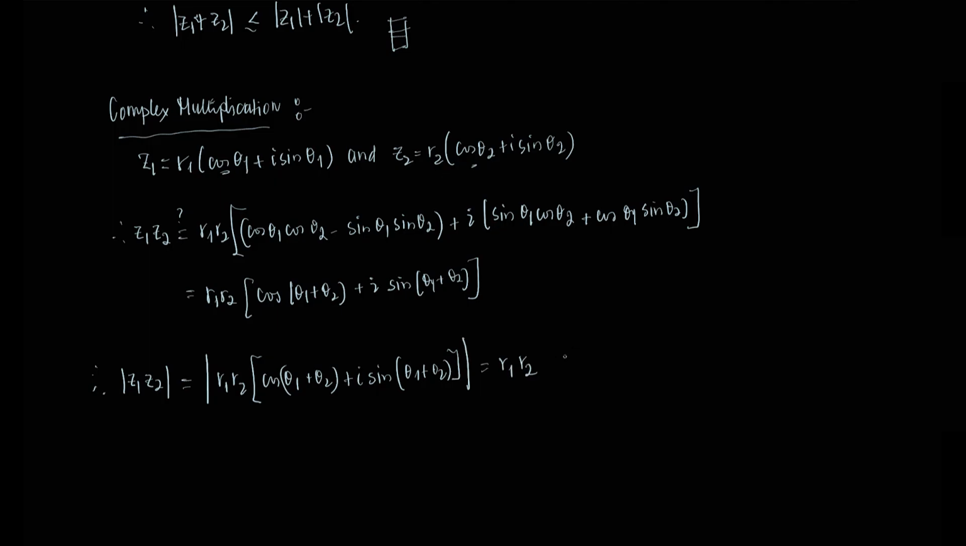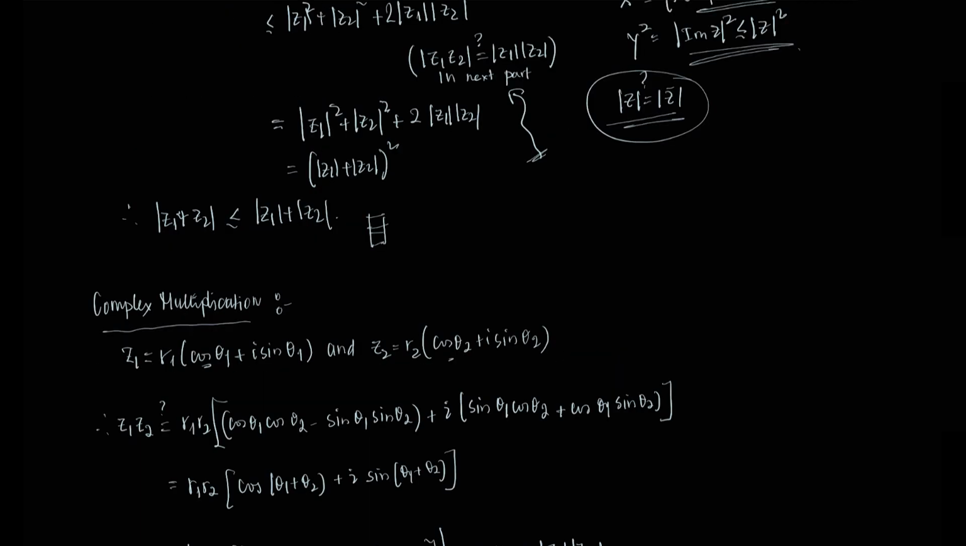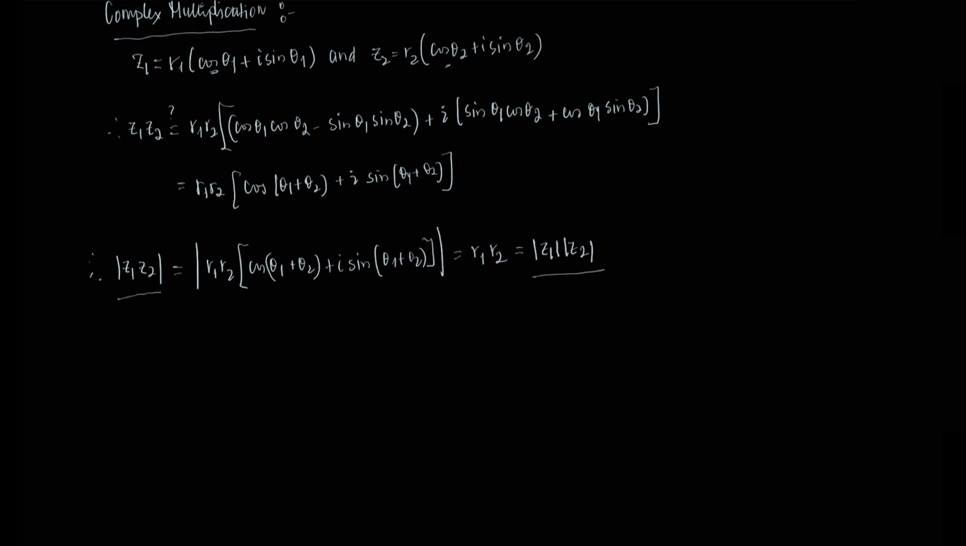And what is R1 times R2? R1 is nothing but mod Z1 and R2 is mod Z2. So essentially, mod Z1 Z2 is nothing but mod Z1 times mod Z2. You see, this is the property we used. Now, this actually also gives us a very, very nice thing.